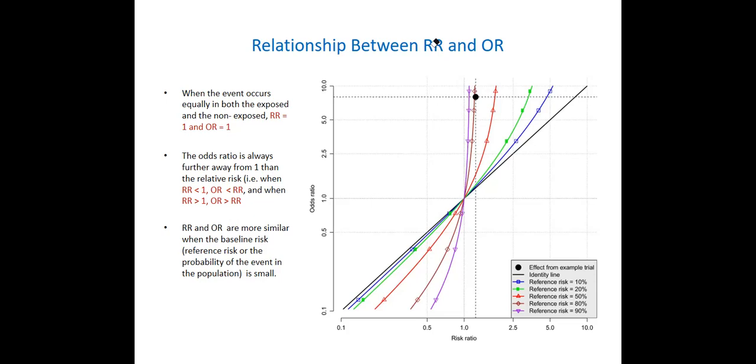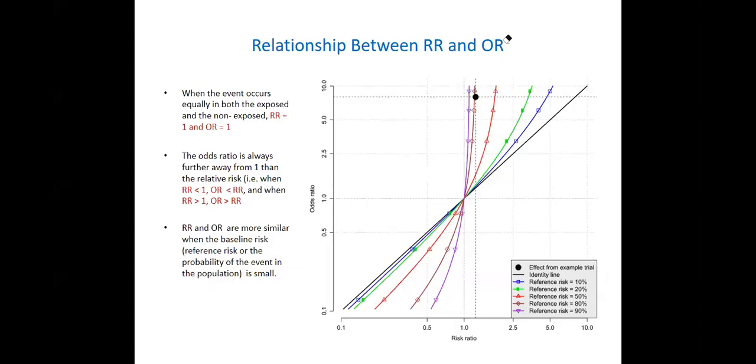Now, the impression this is giving is that if relative risk is greater than one, the corresponding odds ratio will be greater than relative risk. But if relative risk is less than one, the corresponding odds ratio will be less than relative risk. So let's see from this graph. At the vertical axis, they plot the odds ratio. At the horizontal axis, they plot the risk ratio. Let's look at relative risk. Look at the value of one, look at 0.5.